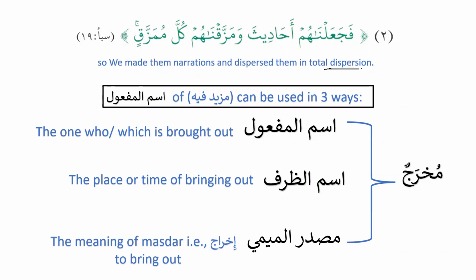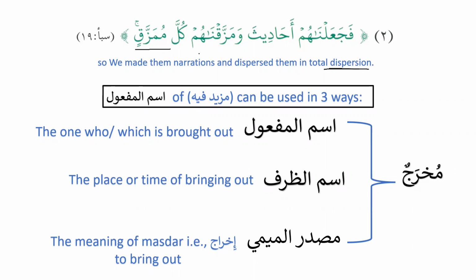Now the question is, if we have, for example, mumazzaq being used in the Quran, or if you have any other word that is being used in Arabic, how would you differentiate, or how would you know if it is used as ismul maf'ul or if it is used as maf'ul mutlaq? So it's very easy to understand.